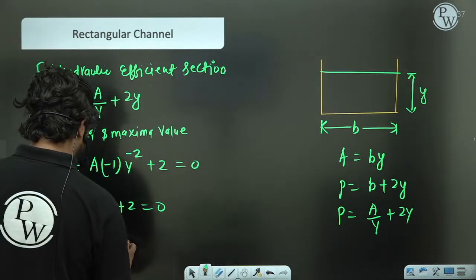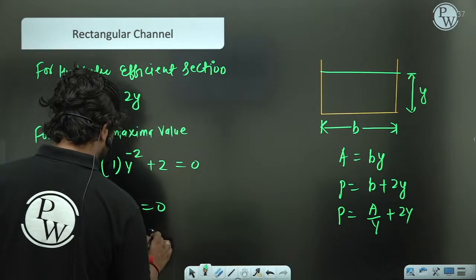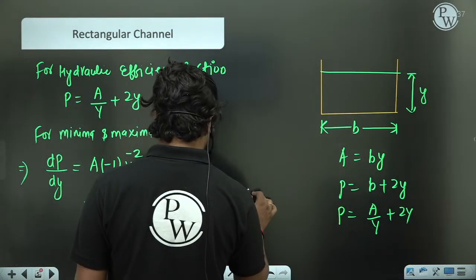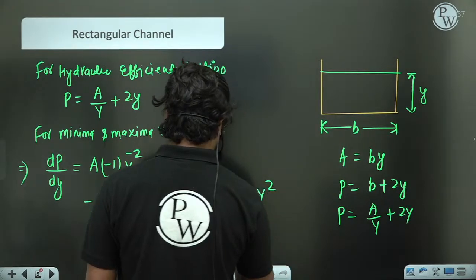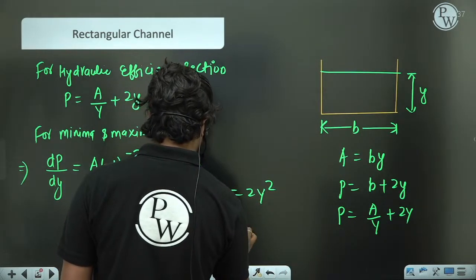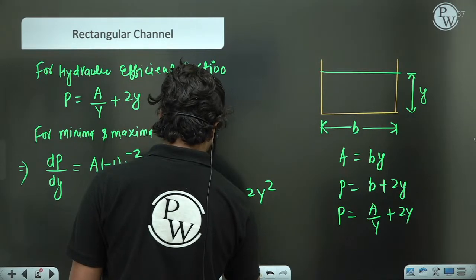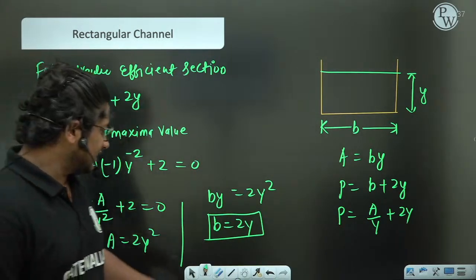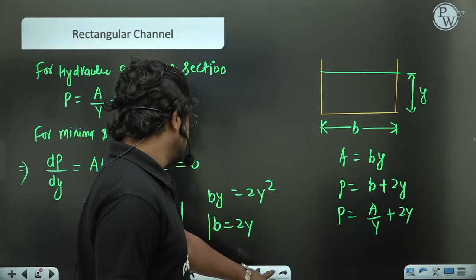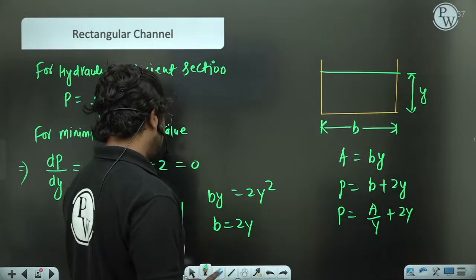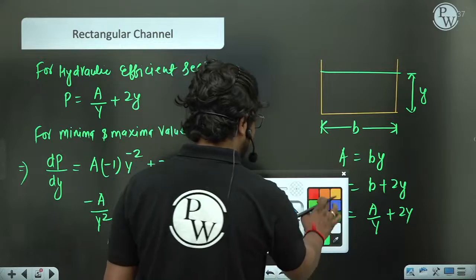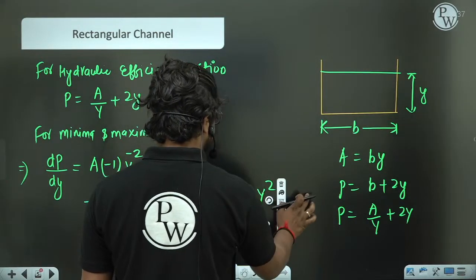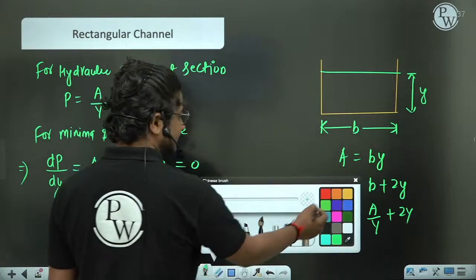This will be A equal to 2Y square. Area you already know, B into Y is equal to 2Y square. Y and Y will cancel out. So we are having B equal to 2Y. This becomes the condition for the hydraulic efficient section in a rectangular section.